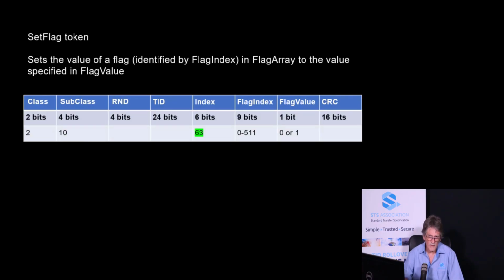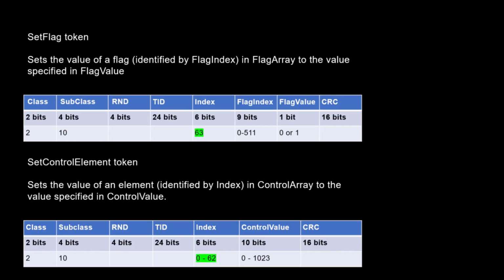Let's look at the token field definitions. The set flag token sets the value of a flag identified by flag index in the flag array to the value specified in flag value. Okay, so it's a Class 2 Subclass 10. The index is 63. The flag index is 0 to 511, making a total of 512, and the flag value can be a 0 or a 1.